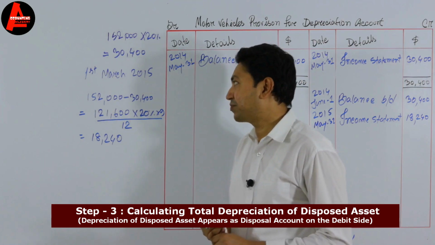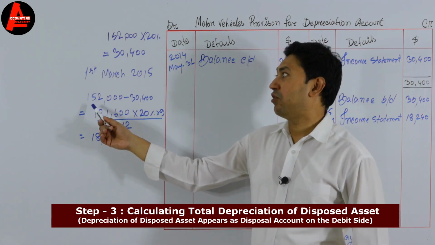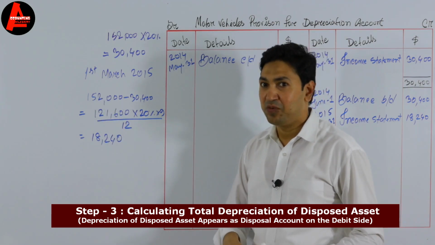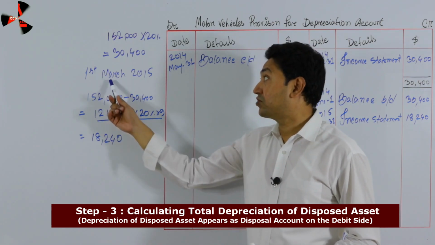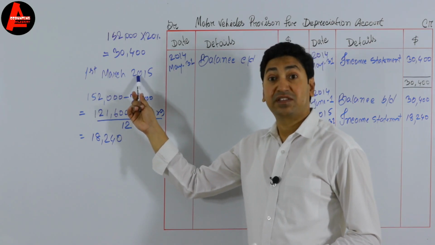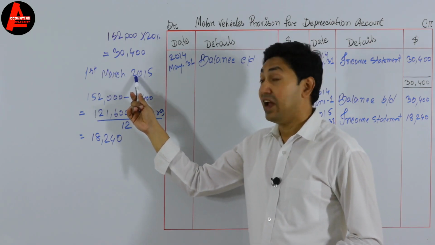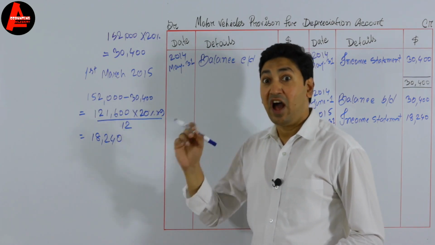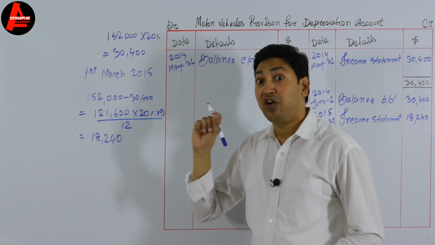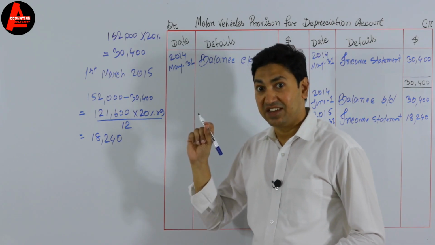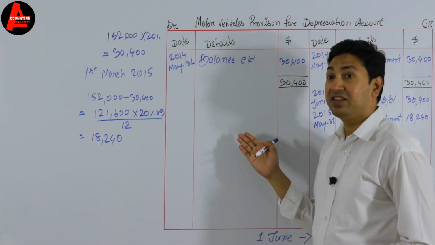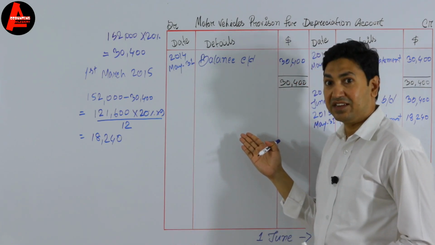So which asset was disposed? The asset, the motor vehicle which is purchased by $152,000, okay? It is now no more in the business. On 1st March 2015, we purchased a new one, and at the same time we disposed the old one, okay? So now the depreciation for the disposed asset we need to calculate, okay? It will come here on the debit side, okay?